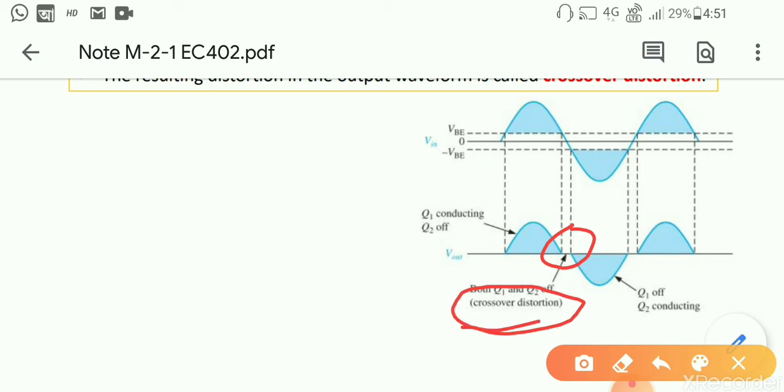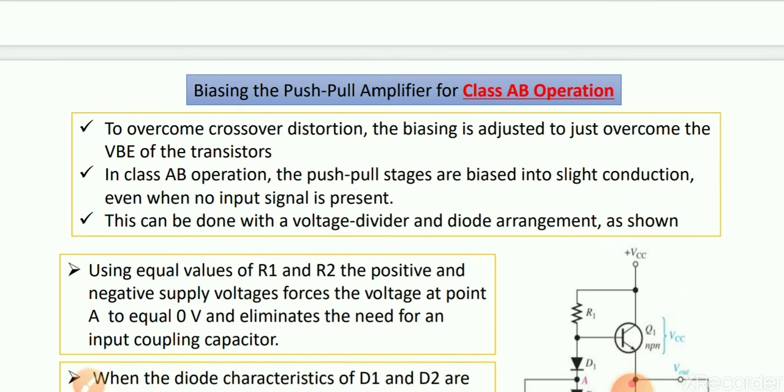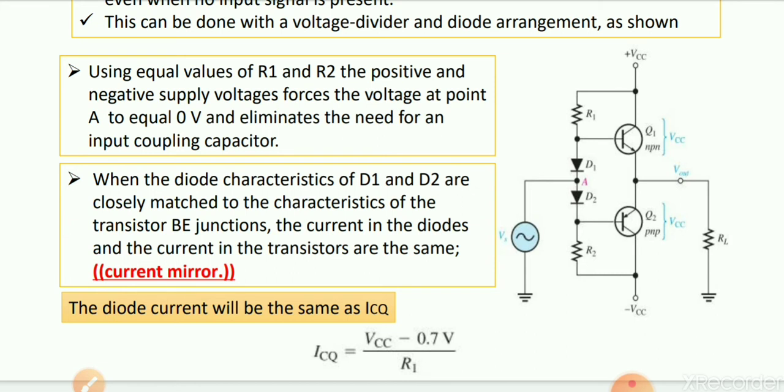So how can you overcome this one? This one can be overcome by using the biasing adjusted to just overcome the VBE of the transistor. How can it be? In the circuit provided, if you consider R1 and R2 as positive and equal value, and the negative supply voltage forces the voltage at output point A to equal 0 and eliminates the need for an input coupling capacitor.